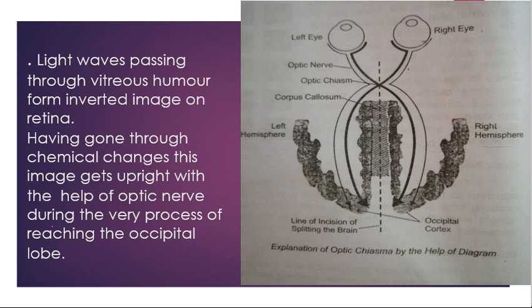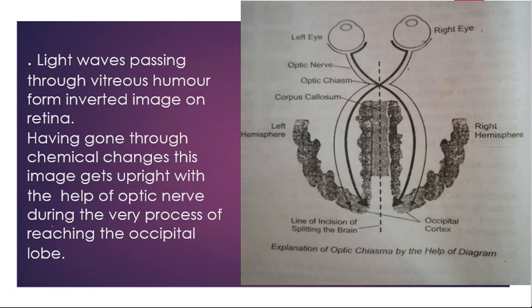In other words, we can say that the optic nerves of the left side extend to the right hemisphere, and those of the right side of the eye extend to the left hemisphere of the brain, and the spot where these optic nerves intersect each other is called the optic chiasm. Okay, so this was about the visual process.